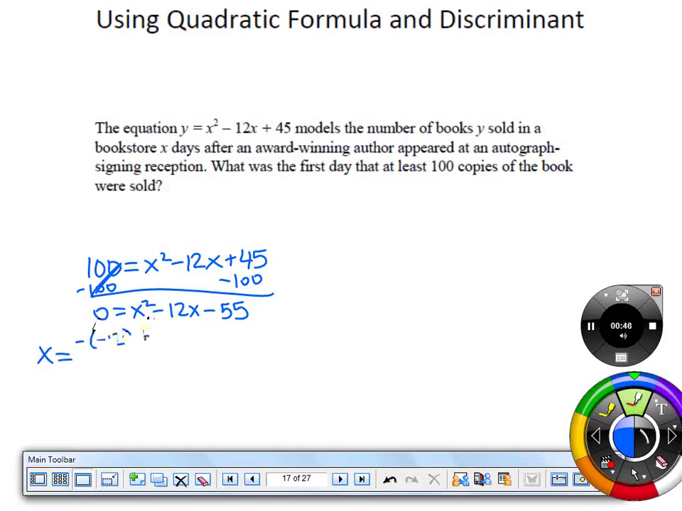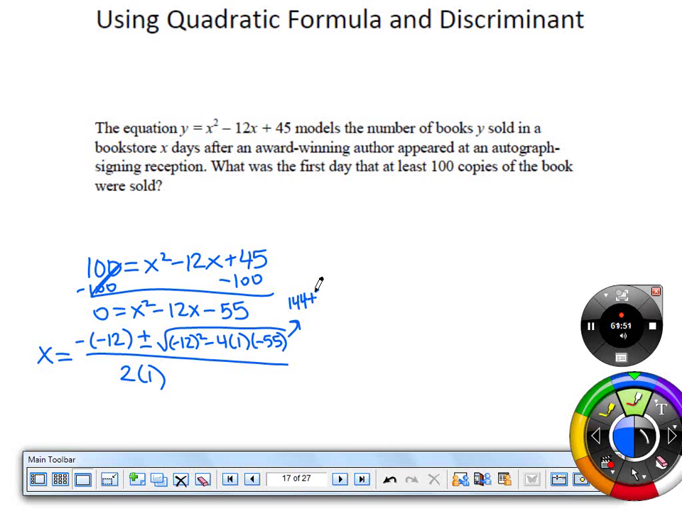So negative b plus or minus, and then under my radical, b squared minus 4 times a times c, all over 2a. So when I multiply this out in my radical, I have 144 plus 4 times 55, which ends up being 220. So the number I have underneath my radical, I have 12 plus or minus the square root of 364 over 2. If I break down 364, I have 4 times 91.